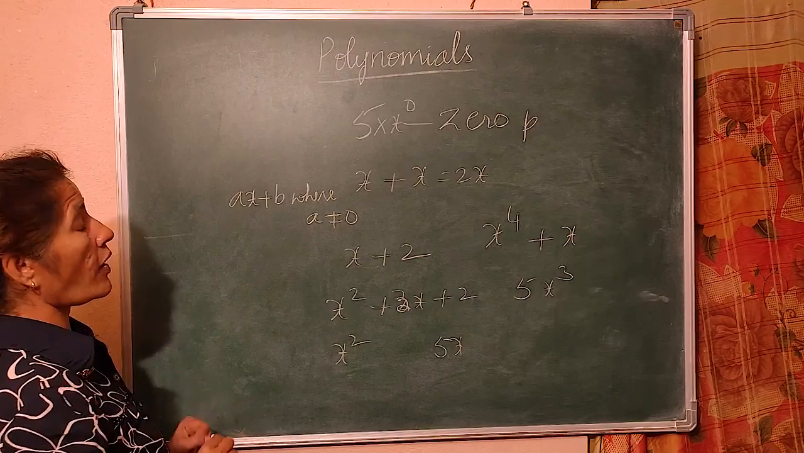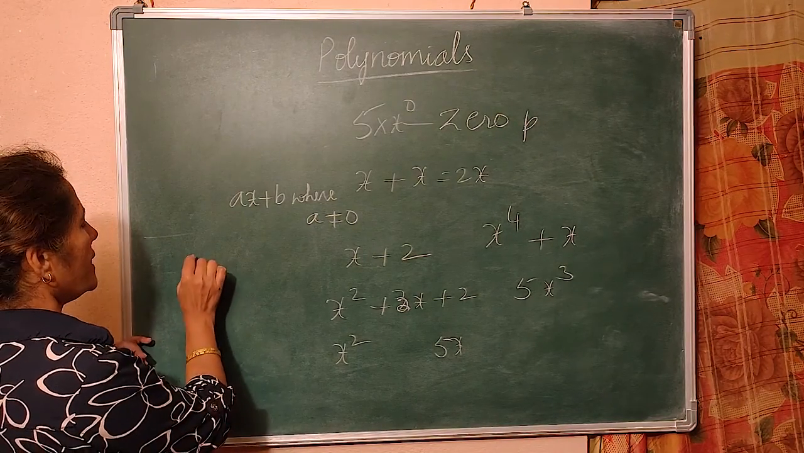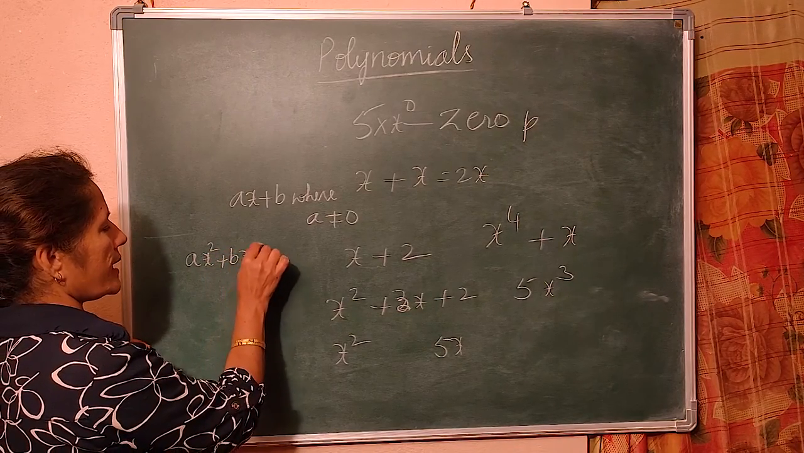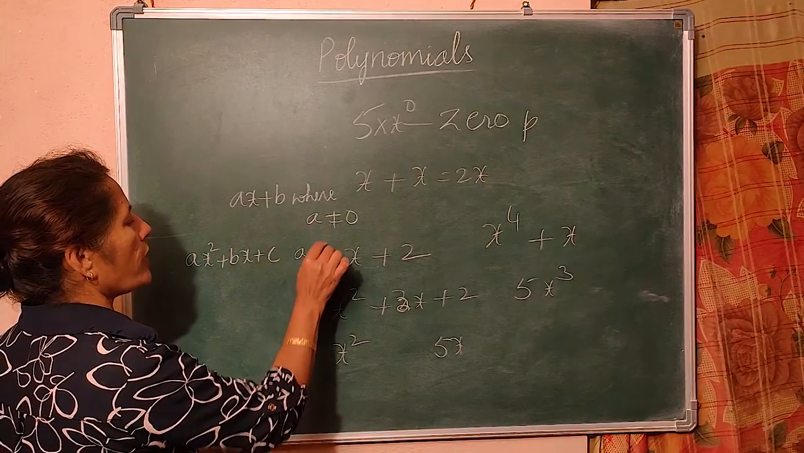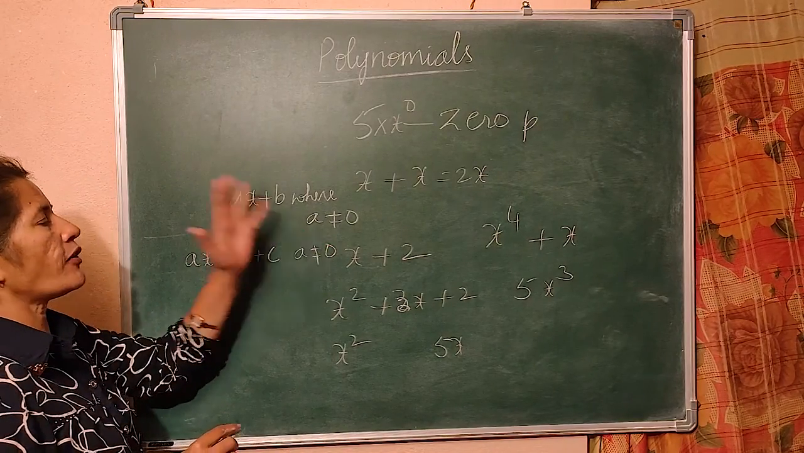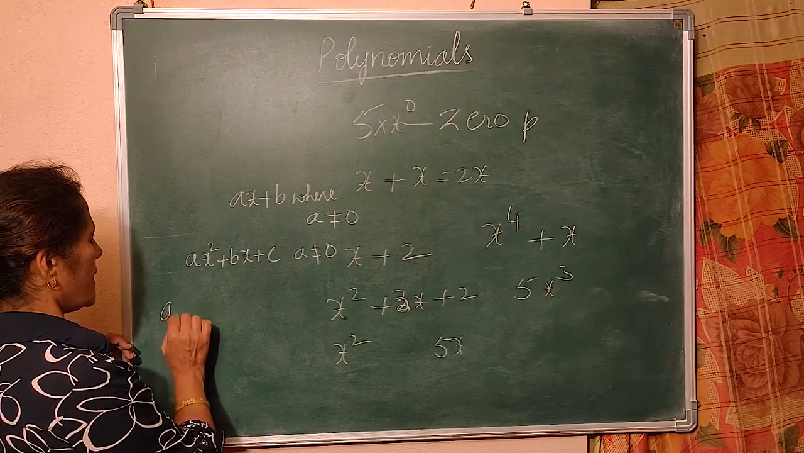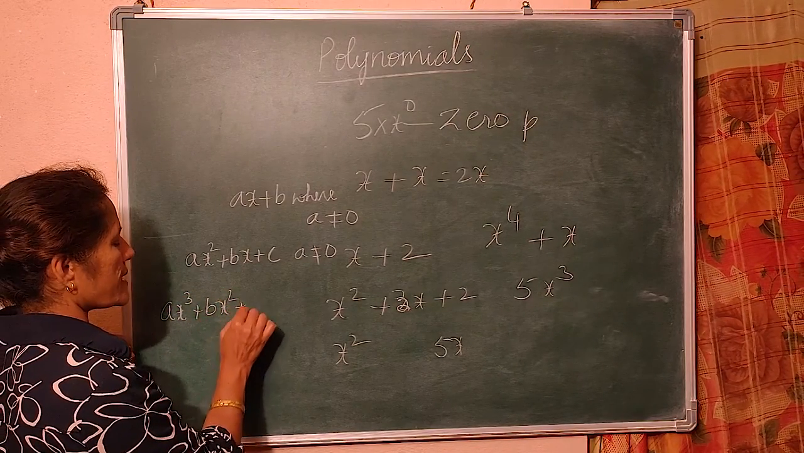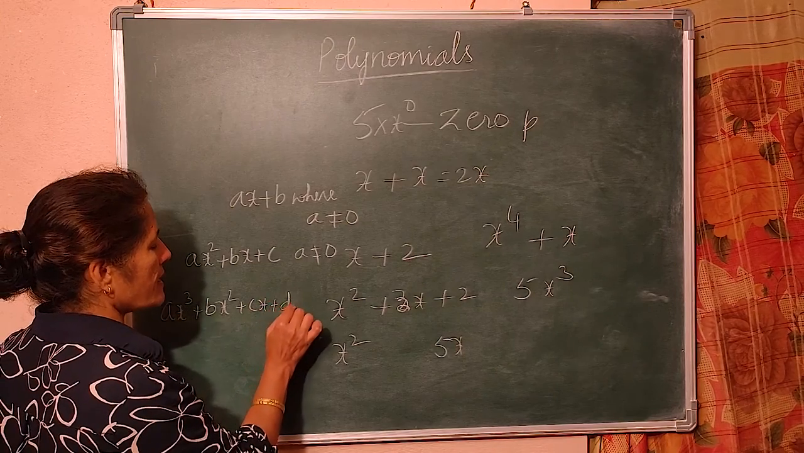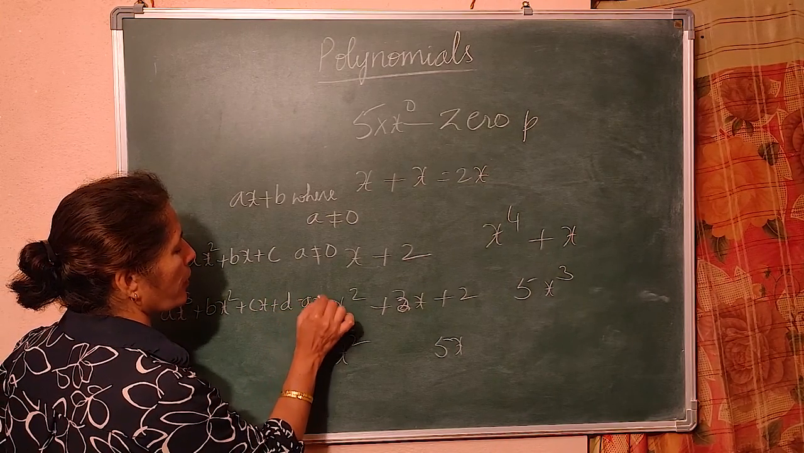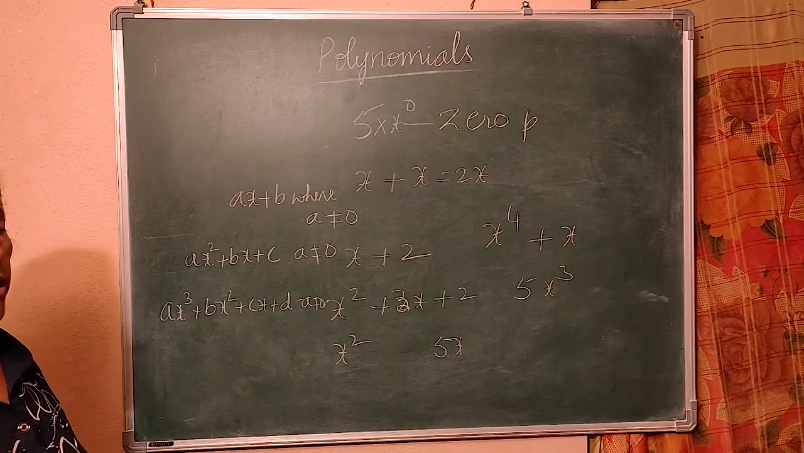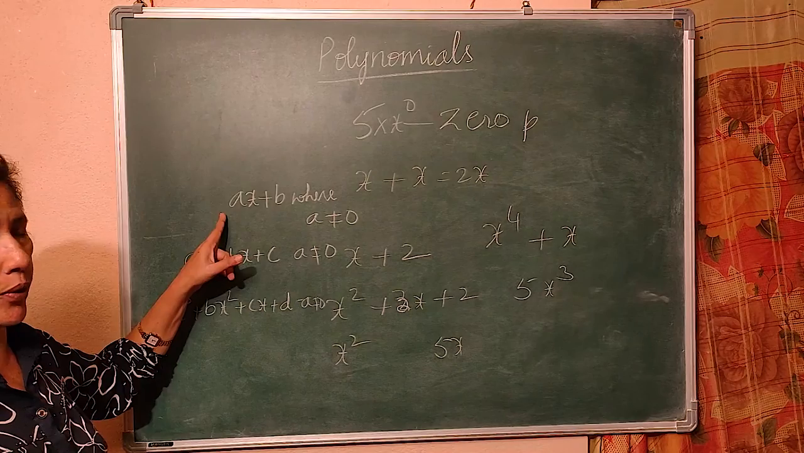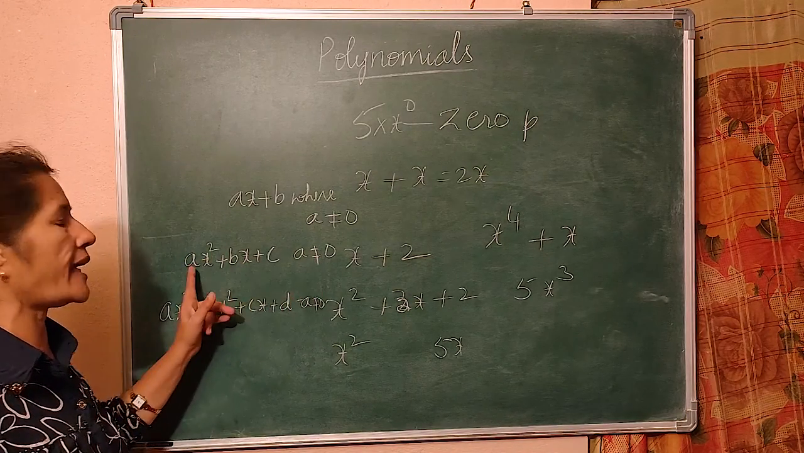What is the general form of the quadratic polynomial? Ax square plus bx plus c, where a is not equal to 0. What is the general form of the cubic polynomial? Ax cube plus bx square plus cx plus d, where a is not equal to 0. See, anything else can be 0 but a cannot be 0.